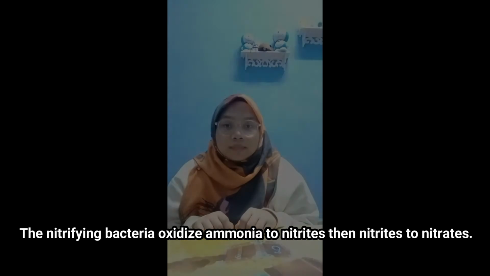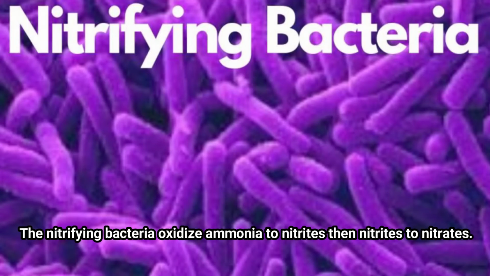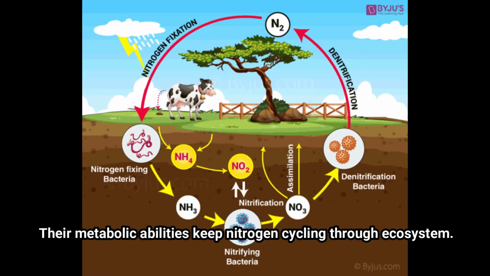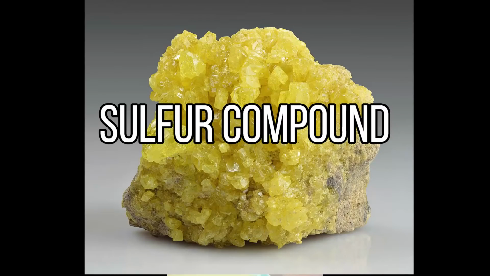The nitrifying bacteria will oxidize ammonia to nitrites, then nitrites to nitrates. Their metabolic ability keeps nitrogen cycling through the ecosystem. Other bacteria oxidize sulfur compounds. These bacteria live in environments such as the deep sea.